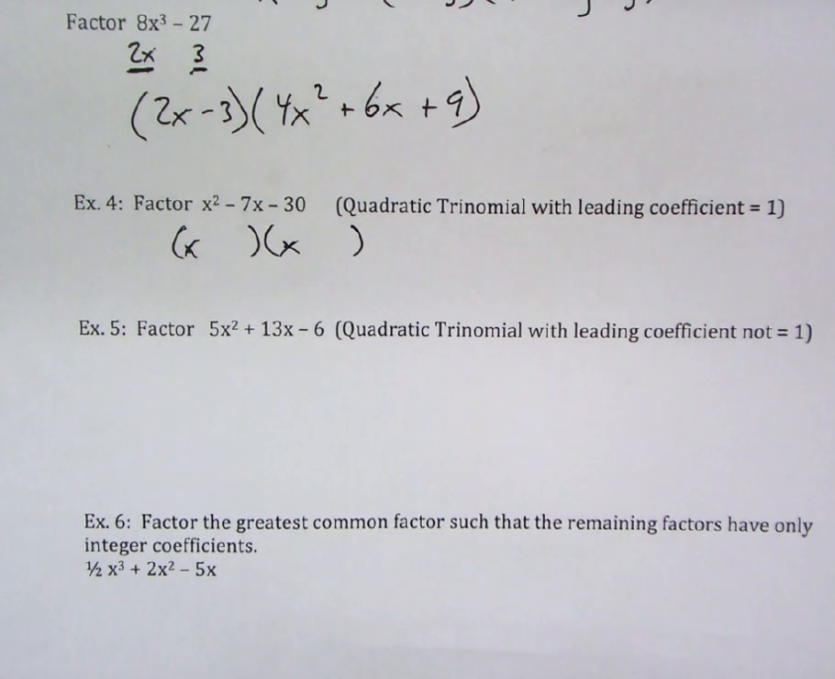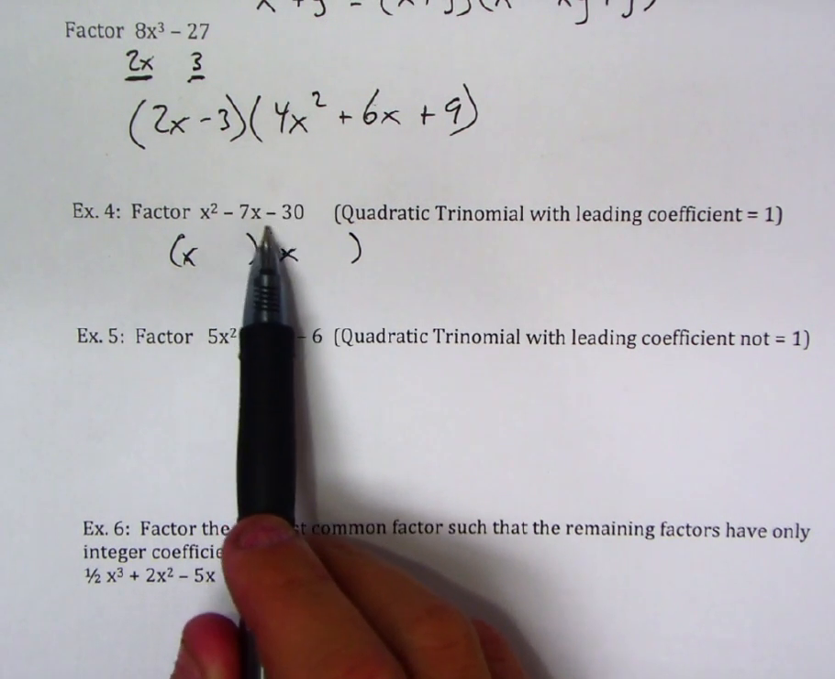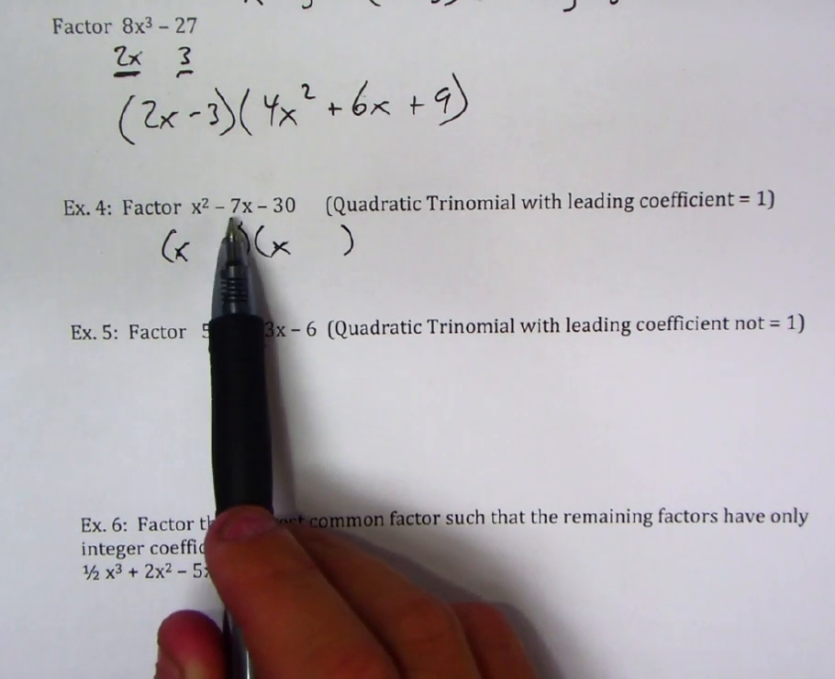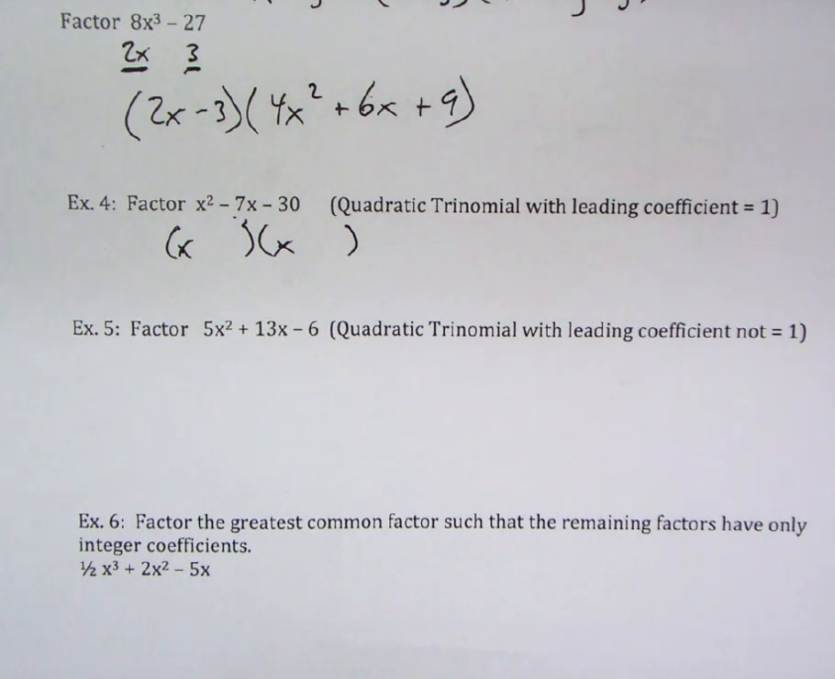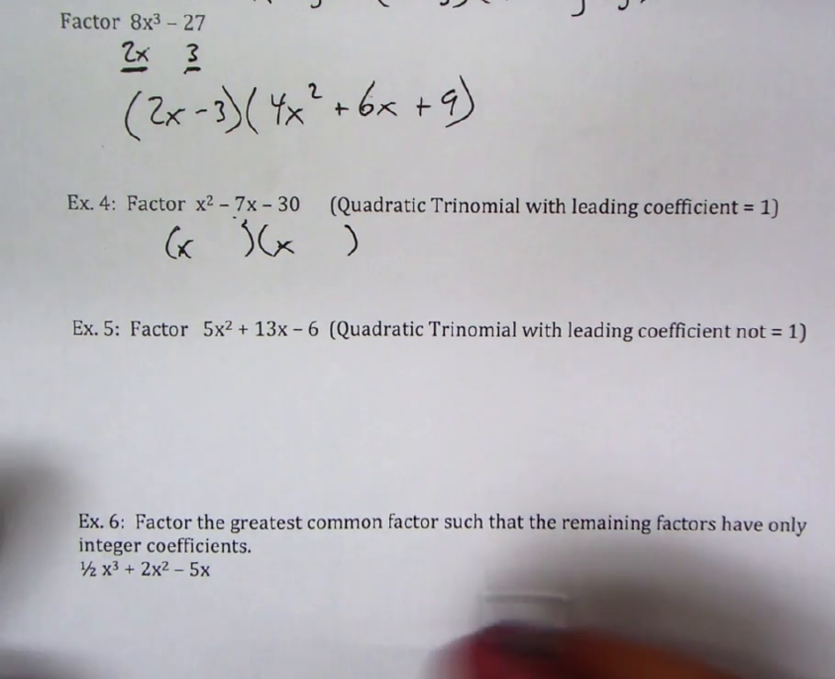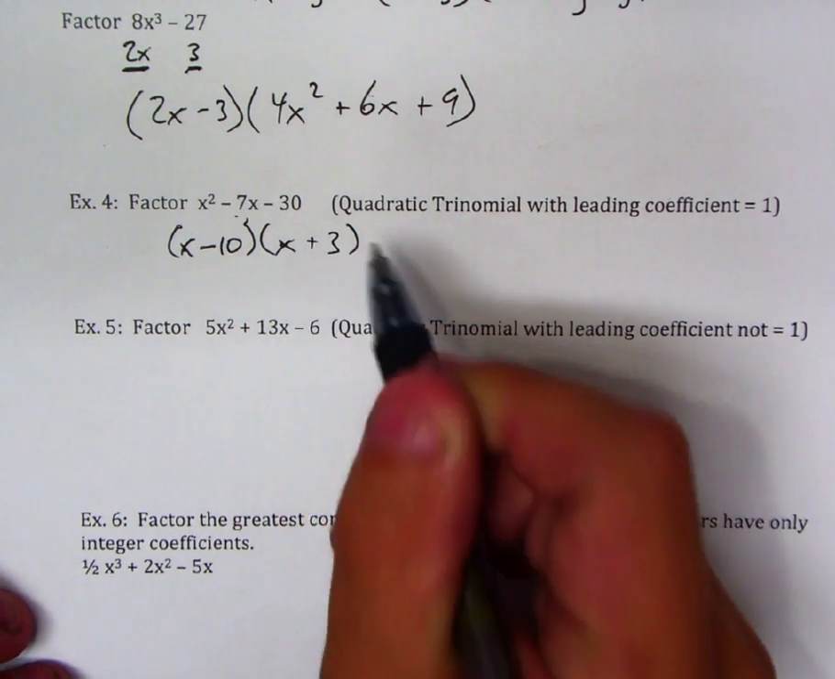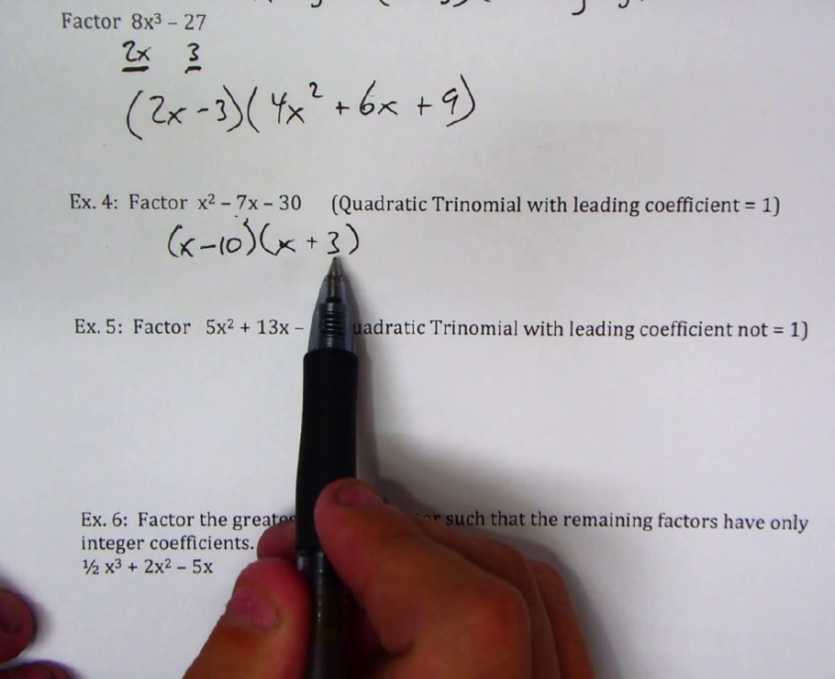Now what I'm trying to find is 2 numbers that multiply to be negative 30. If I multiply them, I get negative 30. And if I add them, I get negative 7. So I got to find a pair of numbers. If I multiply them, I get negative 30. And if I add them, I get negative 7. And you might need to list out some factors of negative 30. But it's going to be negative 10 and 3. So it's going to be x minus 10, x plus 3. Negative 10 times 3 is negative 30. Negative 10 plus 3 is negative 7.